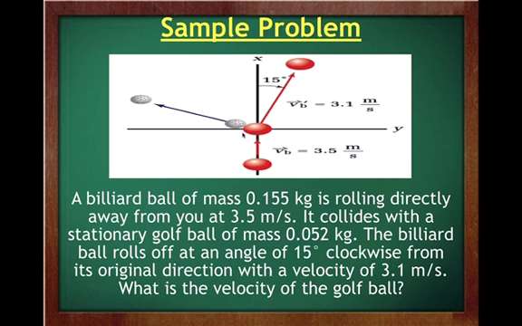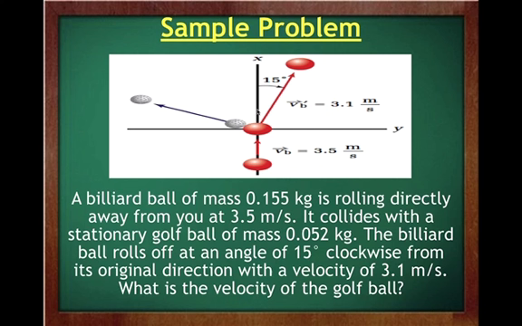And it collides. I don't know why we have a stationary golf ball on our pool table, but we do. It collides with this stationary golf ball that has a mass of 0.052 kilograms. So to start, it's this ball that's moving and this one's just sitting here. Then there's a collision, right? When they collide, the billiard ball rolls off at an angle 15 degrees clockwise from its original direction.